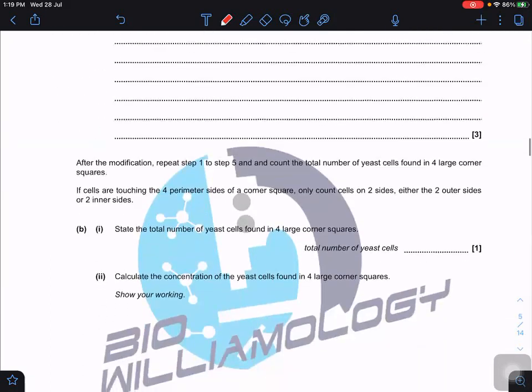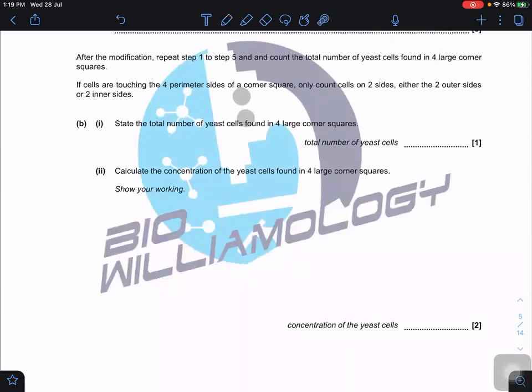Okay, so after the modification, repeat step 1 and step 5 and count the total number of yeast cells found in the 4 large corner squares. If cells are touching the 4 perimeter sides of the corner square, only count the cells touching 2 sides, either the 2 outer sides or the 2 inner sides. Then state the total number of yeast cells found in the 4 large corner squares and calculate the concentration of yeast found in them.